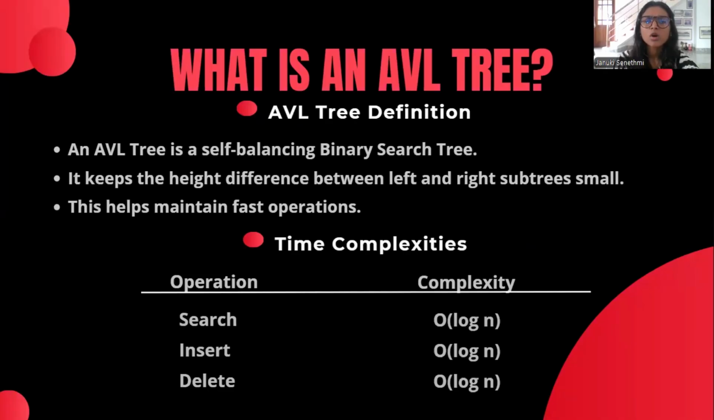So, first question you may think, what is an AVL tree? An AVL tree is a self-balancing binary search tree. It keeps the difference between the heights of the left and right subtrees very small. Because of this balancing property, searching, insertion, and deletion all remain efficient with O(log n) complexity.